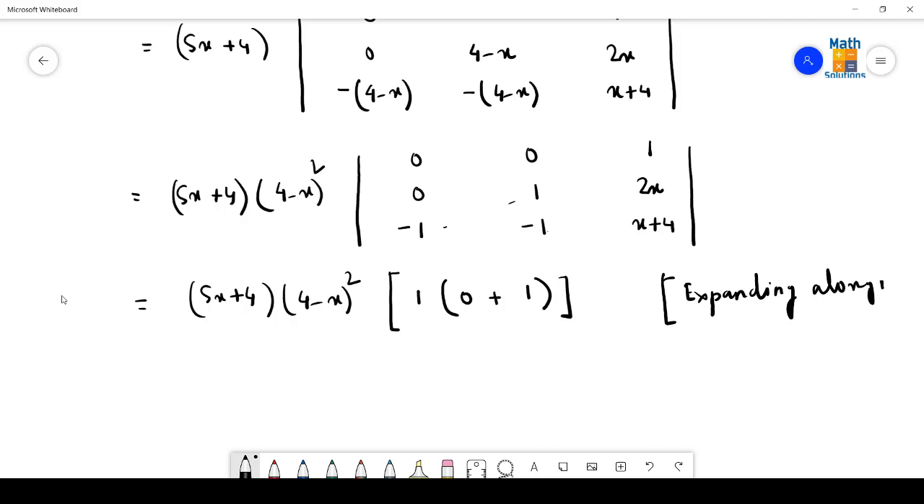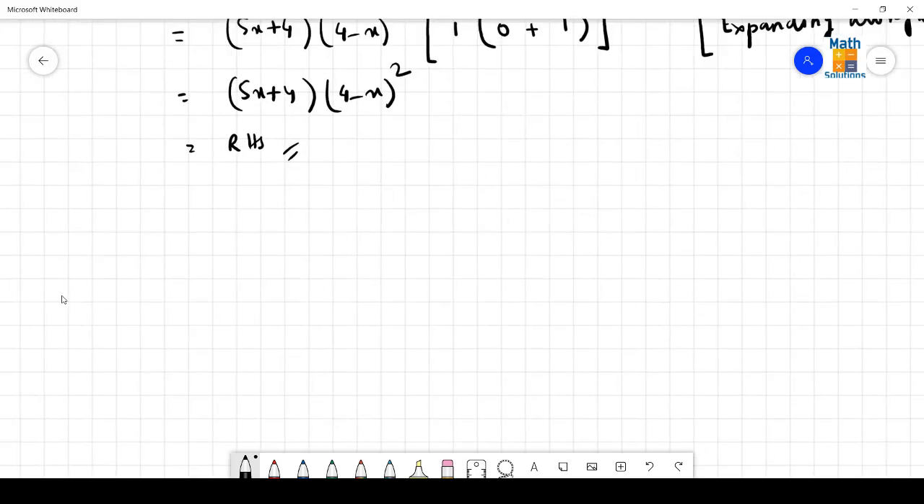So it will be expanding along R1. So what we shall get? Of course 5x plus 4 whole into 4 minus x whole square. So this is the required right hand side. That's the answer. Then coming to question number 10 Roman 2.